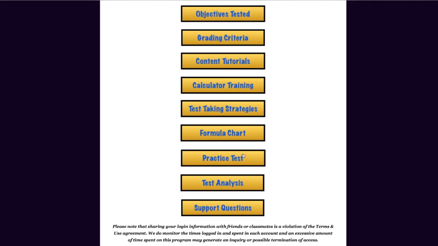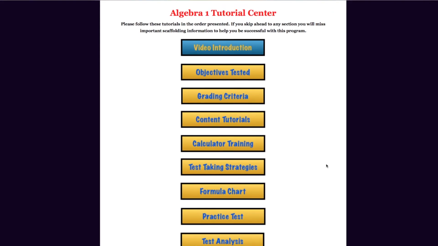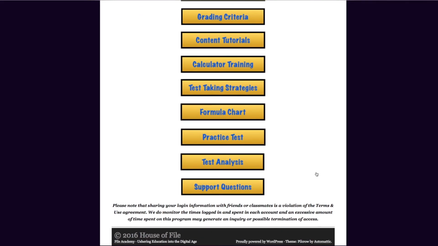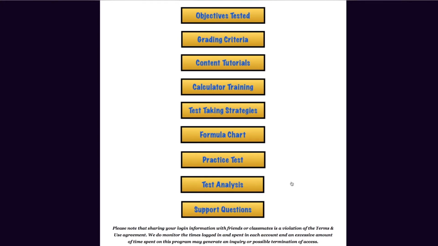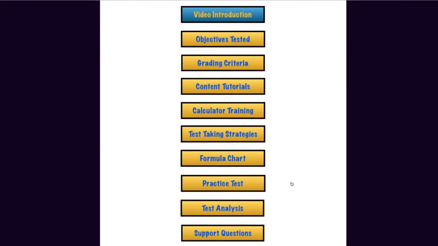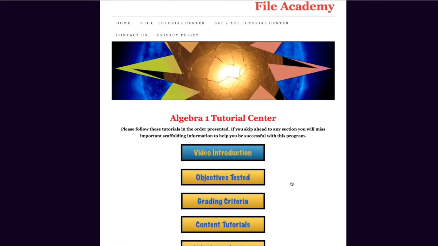Then we do have the formula charts. We provide a practice test you can download, and we provide an answer key for that practice test. And at the end of the whole thing, we do have an area for support questions. So if you are confused about anything or just have questions over a strategy, over a question, or you just want to send us information or have suggestions on how to make the tutorials better, you can contact us through our support question page, and we'll get back to you within 48 hours.